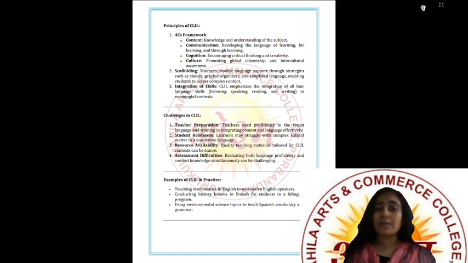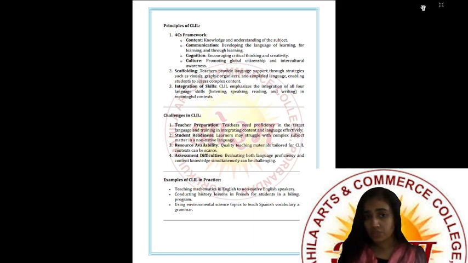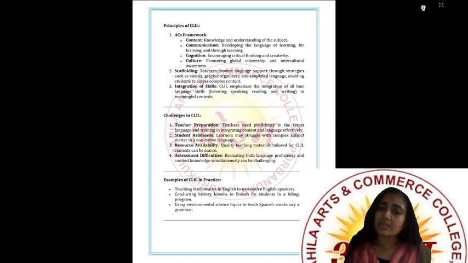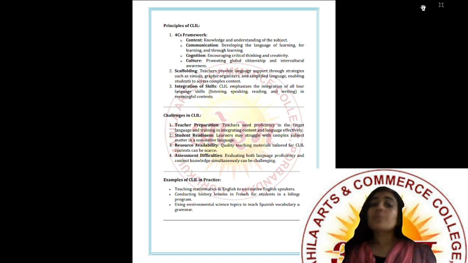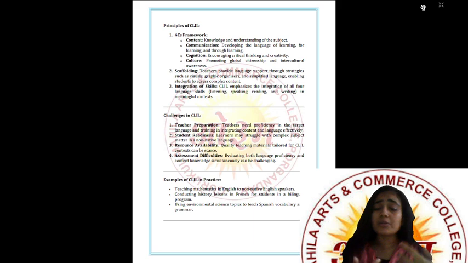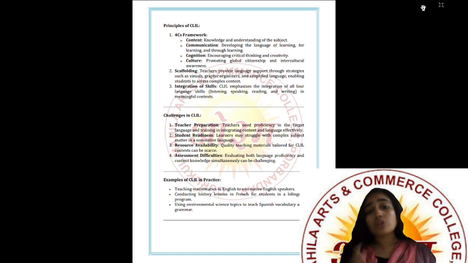So content, communication, cognition, and culture. Content: knowledge and understanding of the subject. So you will be able to know the content part of it, say for example, history. Communication: developing the language of learning, for learning, and through learning. So you are developing the language. It can be a second language or a foreign language. Language of learning, for learning, and through learning. So you will be able to communicate with each other in that language which is being taught.